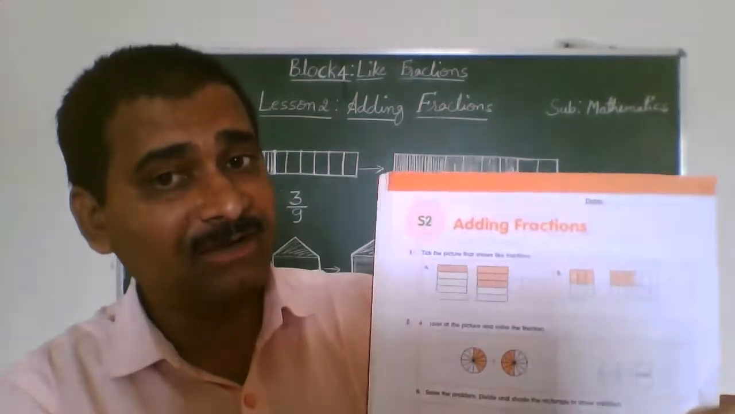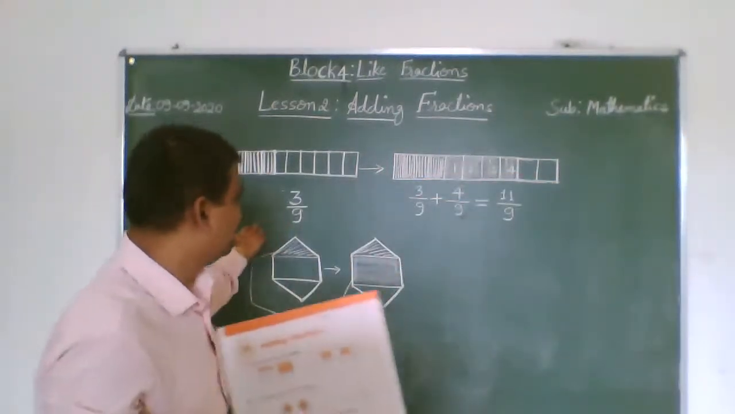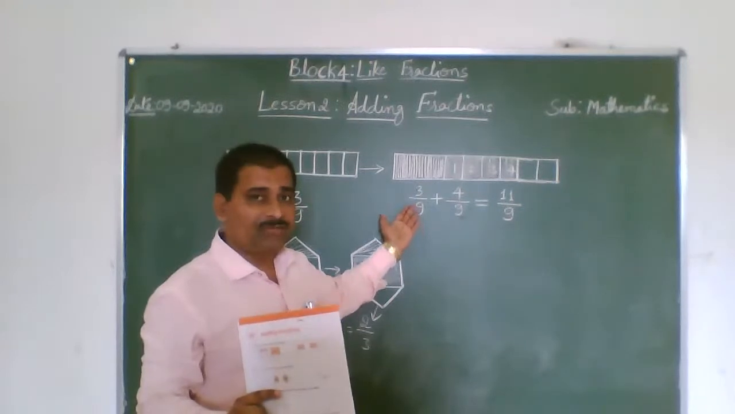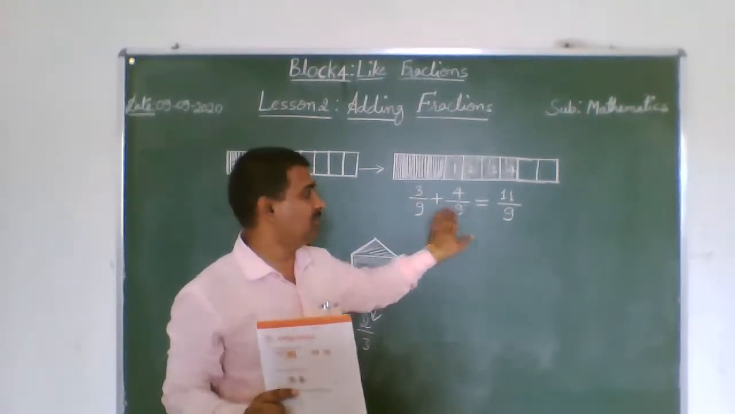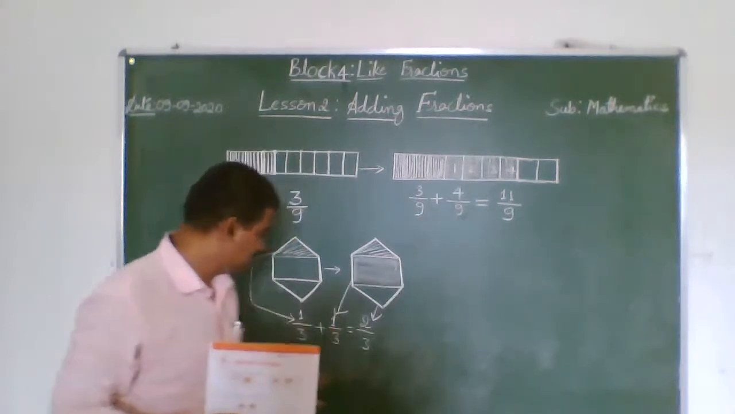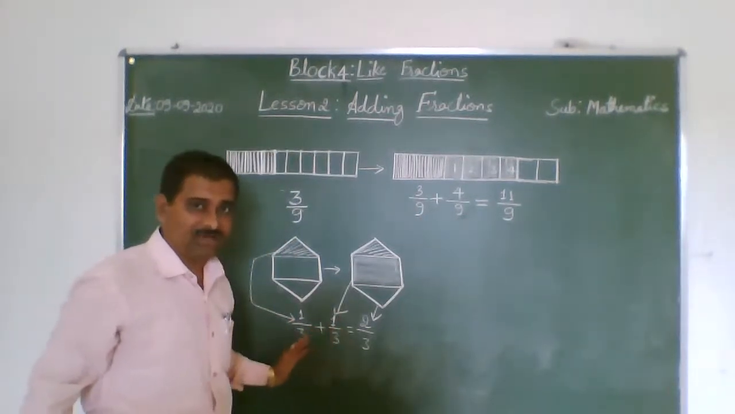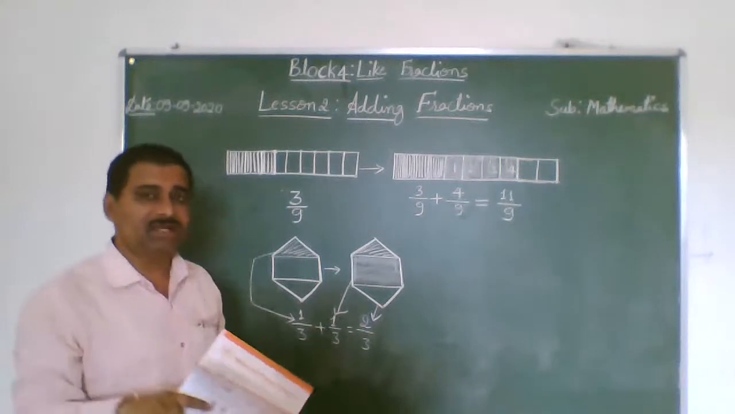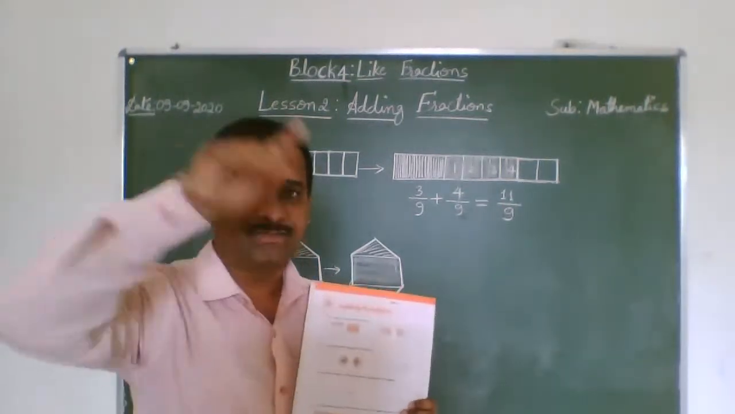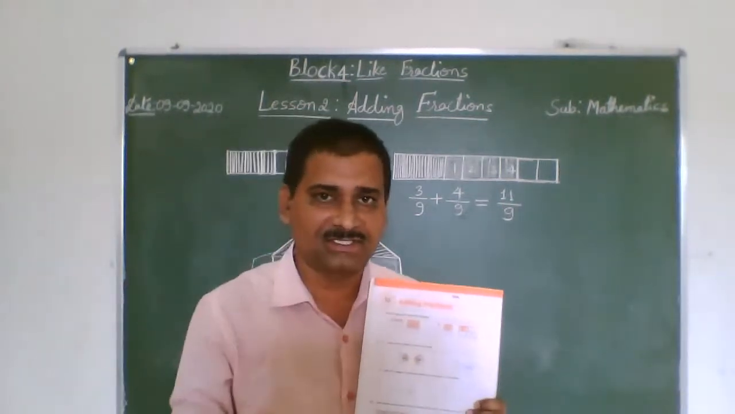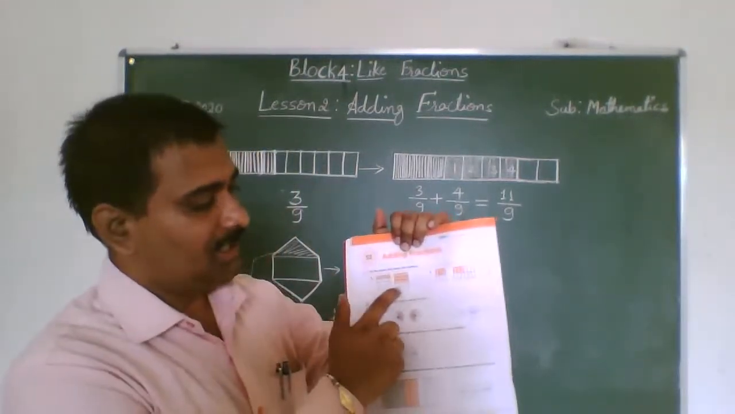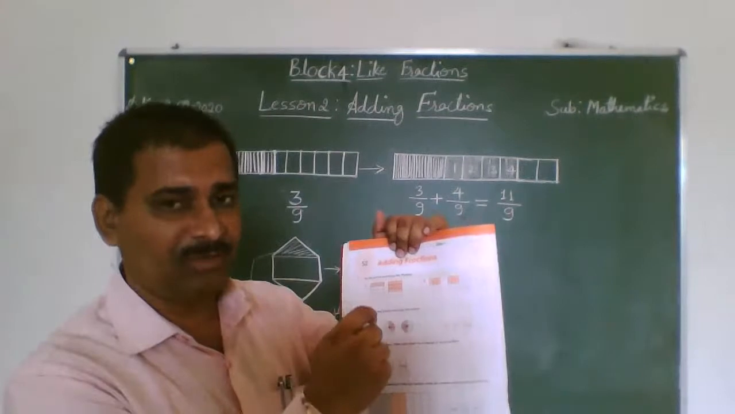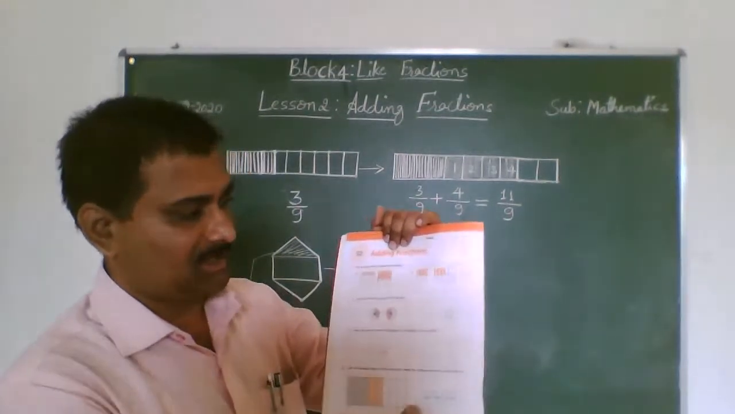How to identify like fractions? Here are examples. In the given fractions, if the denominators are equal, they are like fractions. These are like fractions: 1 by 3, 1 by 3, like fractions. Yesterday also we discussed some like fractions by giving examples of circles. They are all like fractions. So where you get the denominators equal, tick mark.